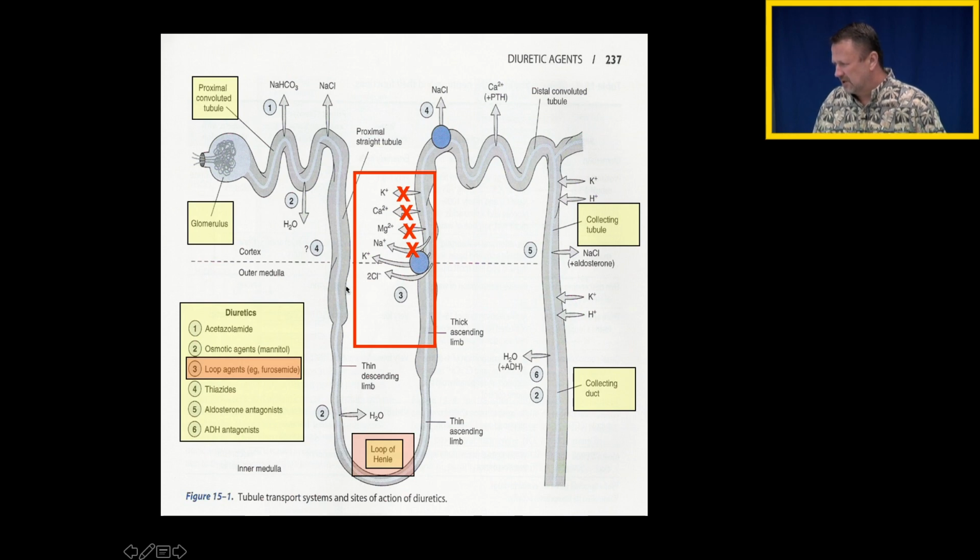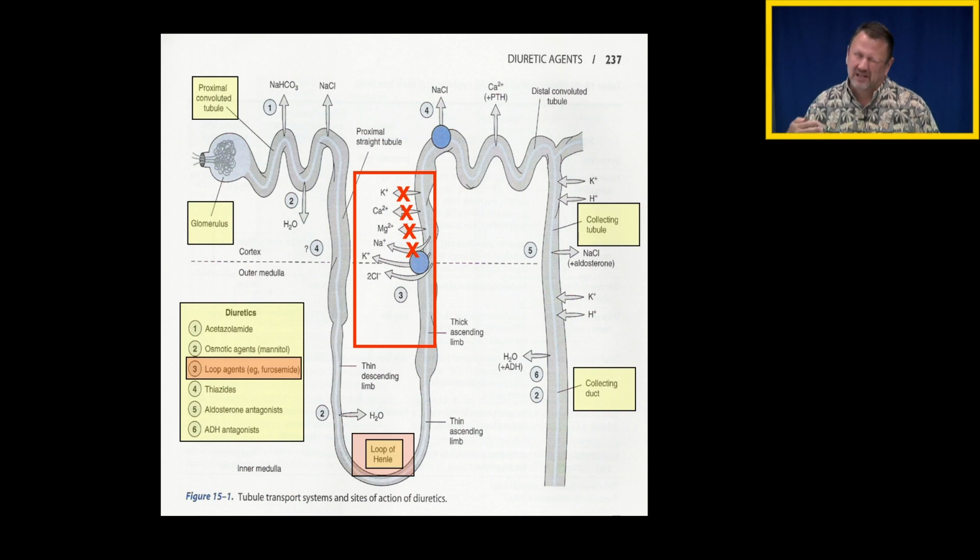And so here's our thin descending limb, the thin ascending limb, and now we're at the thick ascending limb. I don't need you to know any of that. What I do want you to know is, because Lasix blocks sodium reabsorption, it also blocks potassium reabsorption, it blocks magnesium reabsorption, it blocks calcium reabsorption, and it interferes with the excretion of uric acid.